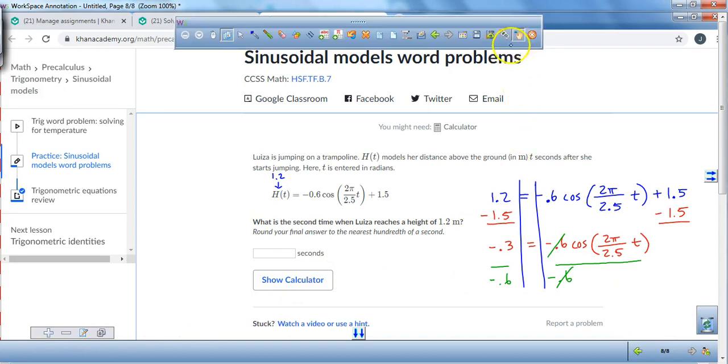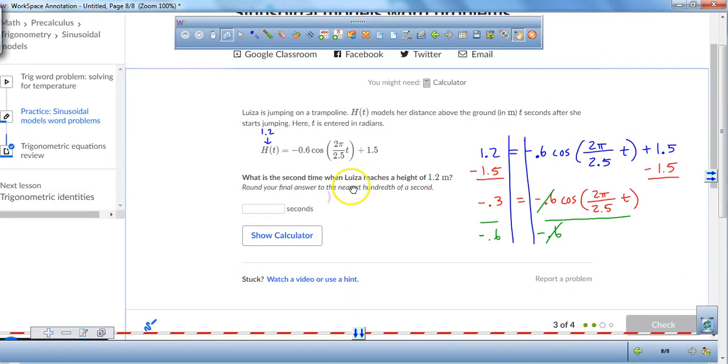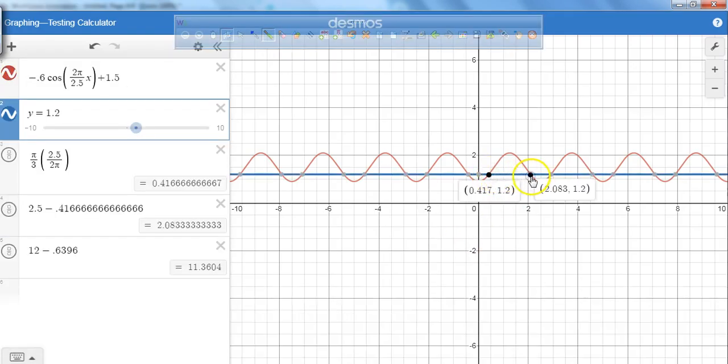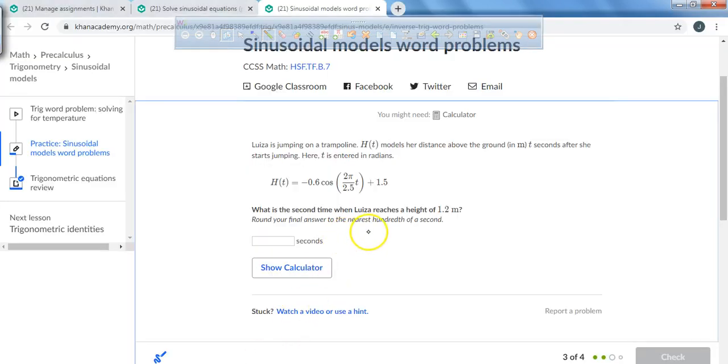Alright, so let's review what we have here. Right now we are trying to find, not the first time, but the second time that she reached a height of 1.2. And the second time was 2.08. It says to the nearest hundredth of a second, so 2.083, so we're going to put 2.08.